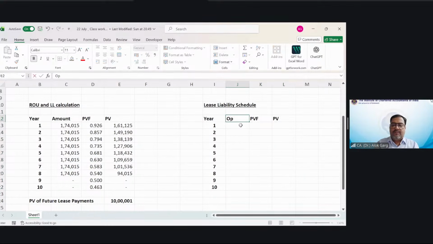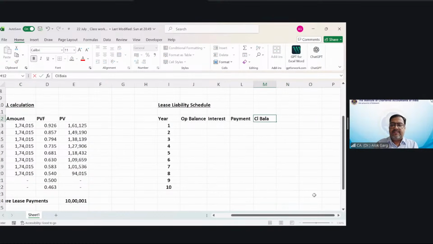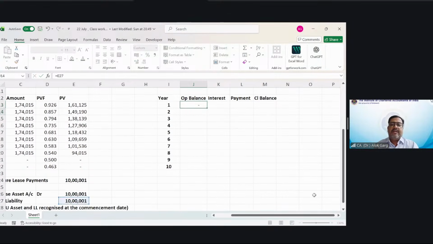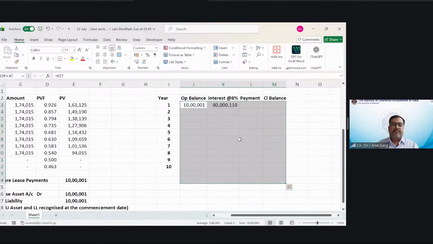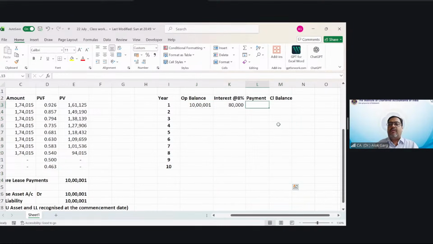Year, opening balance, interest, payment, closing balance. What is my opening balance of lease liability? 10 lakh rupees. What is my interest at the rate of 8%? What is my payment? My payment is 1,74,015. What is my closing balance? My closing balance is the sum of all these three.